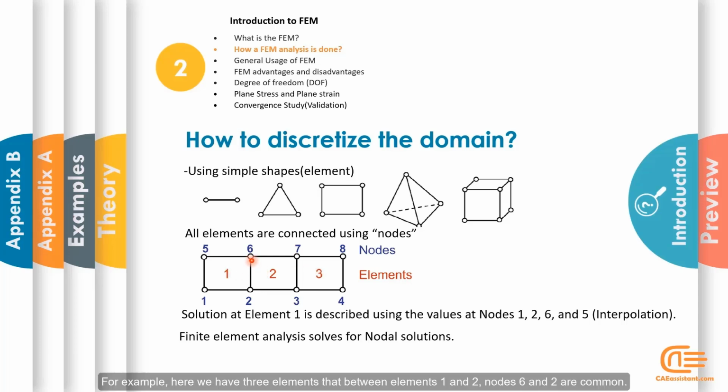For example, here we have 3 elements, and between elements 1 and 2, nodes 6 and 2 are common. The answer in element 1 is obtained by interpolating nodes 1, 2, 5, and 6. For example, suppose that we have displacement values in nodes 1, 2, 5, and 6. So, the displacement in the element will be equal to the interpolation of these nodes.